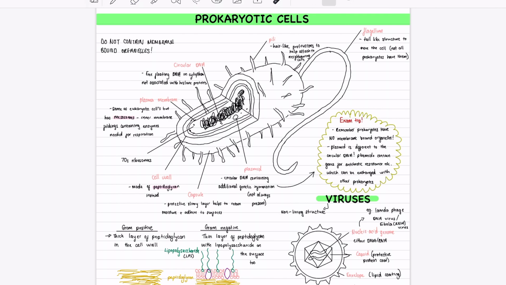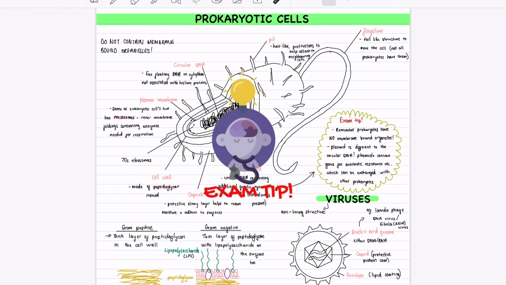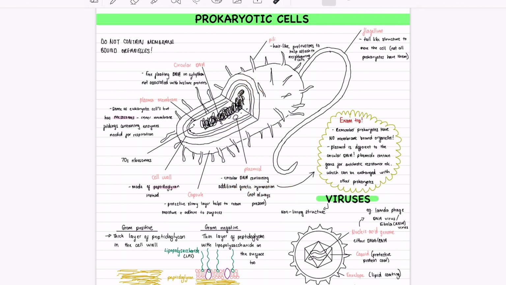Prokaryotic cells do not contain a nucleus. Instead, they contain circular DNA, which is not associated with histone proteins. They also contain a plasmid, which is an additional piece of DNA. This is different from the circular DNA. Plasmids, for example, contain genes for antibiotic resistance, which can be exchanged with other prokaryotes.